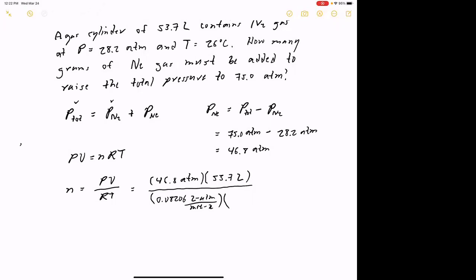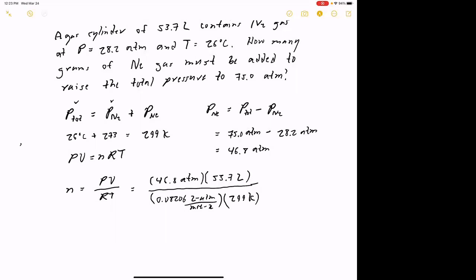Oh, I'm in 26 degrees Celsius, but what do I need to do? I've got to convert that to Kelvin, don't I? So let's go off to the side and do that. I've got 26 degrees Celsius, and I get to Kelvin by adding 273, or if you want, 273.15. And you get 299 Kelvin. So we'll put that down here.